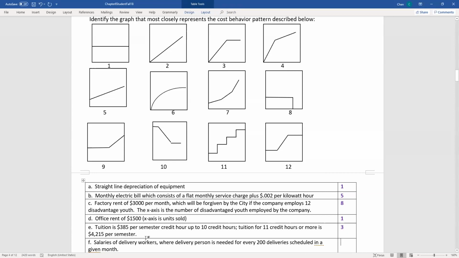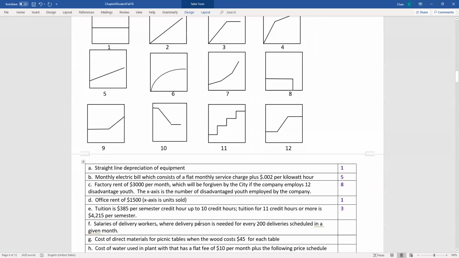F. Salaries of delivery workers, where a delivery person is needed for every 200 deliveries scheduled in a given month. With less than 200 deliveries, you're gonna pay a certain amount. But if more than 200 deliveries, you're gonna need 1 more person, and so on and so forth. It's very similar to the caregiver to children ratio in daycare. So this should be 11. It's a step cost. Okay.